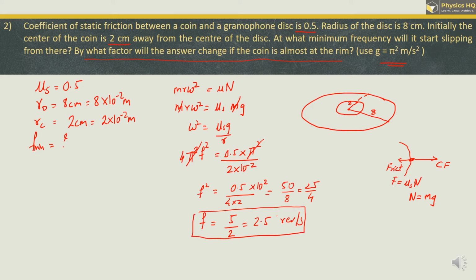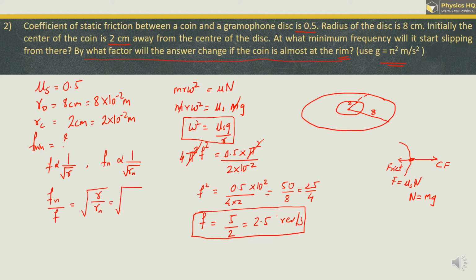Now the second part of the question says, what will happen if the coin is almost at the rim? So over here we need to see the relation between this frequency and radius. What we see from this equation is that frequency is proportional to 1 by root of r. So we can write the new frequency will also be proportional to 1 by root of the new radius, right? So we need the new frequency, so we will take a ratio over here, new frequency upon old frequency. This will be equal to root of, since they are inversely proportional, we'll have r above and rn below.